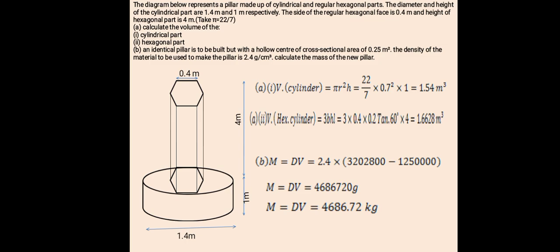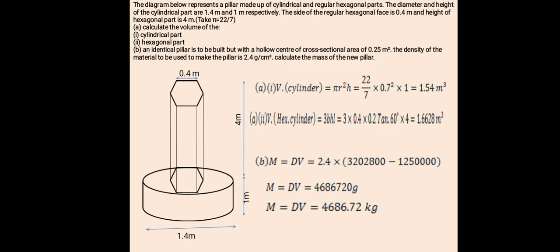Now the volume of the cylindrical part of that pillar, the original pillar, is pi r squared h. Substituting in the values, we find the volume to be 1.54 meters cubed.